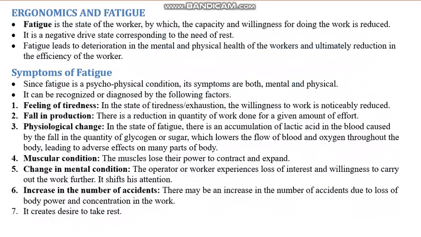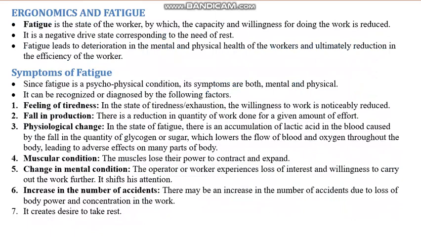And now let us see about fatigue, ergonomics and fatigue: from the point of view of ergonomics, how we should look at fatigue. Now, what is fatigue? We studied fatigue in machine design also, at that time talking about metal fatigue. Now here we are studying fatigue for the human being, so it is human fatigue. Fatigue is the state of a worker in which the capacity and willingness to do work is reduced.